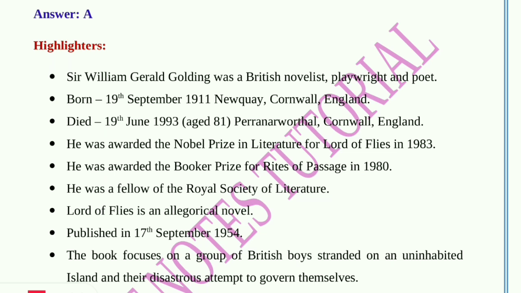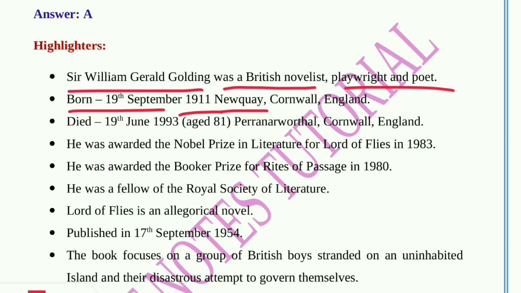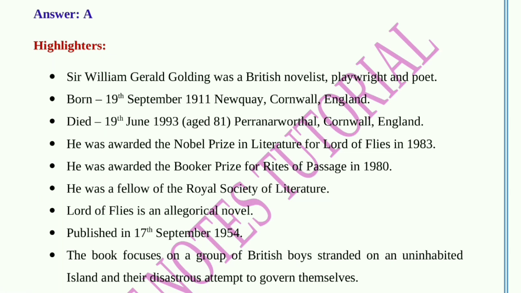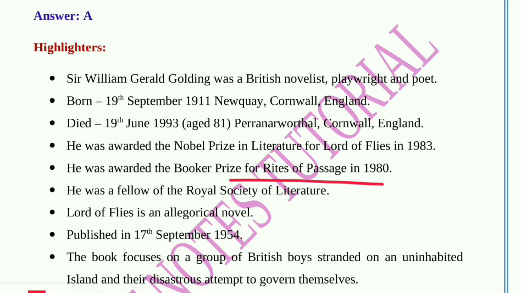So William Gerald Golding was a British novelist, playwright and poet. He was born on 19 September 1911, in Newquay, Cornwall, England. He died on 19th June 1993 at the age of 81, at Perranarworthal, Cornwall, England. He was awarded the Nobel Prize in Literature in 1983. He was awarded the Booker Prize for Rites of Passage in 1980. He was a fellow of the Royal Society of Literature.